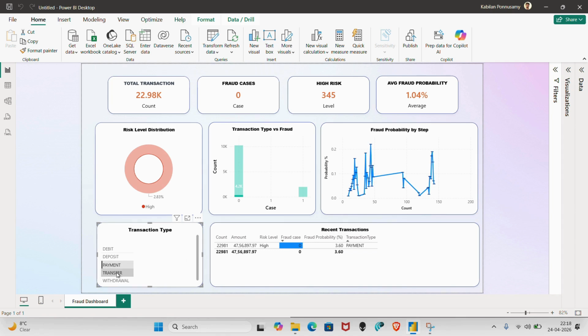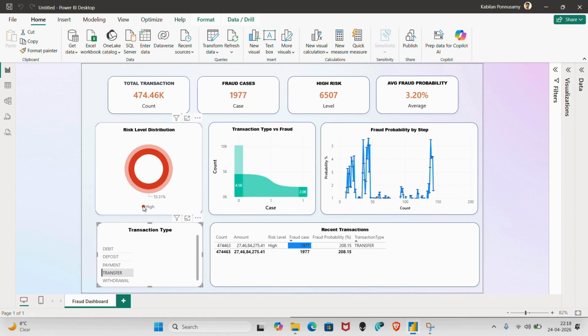Next we'll go to the transfer dashboard. In the transfer dashboard, which is the most critical part of this project, the total transactions are 474.46k, fraud cases are 1977, the high risk is 6507, and the average fraud probability is 3.20% on average. Transfer transactions have the highest fraud count in the entire dataset.